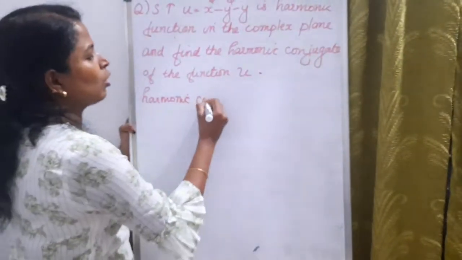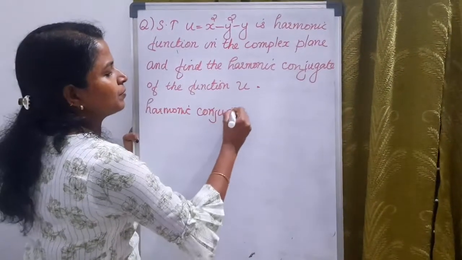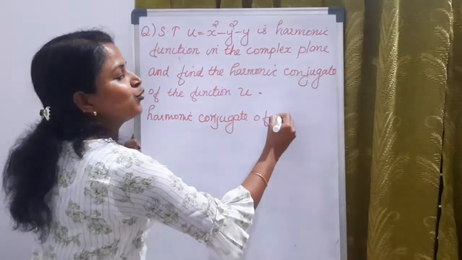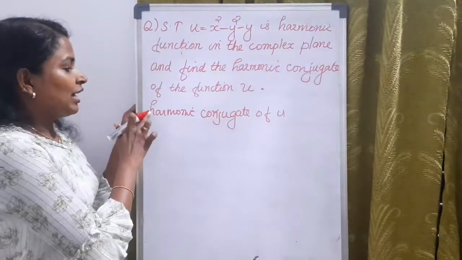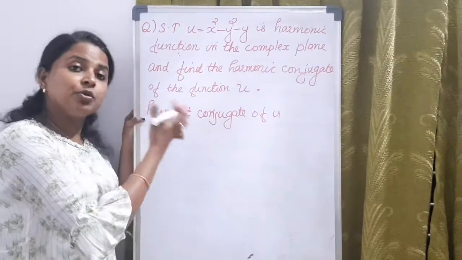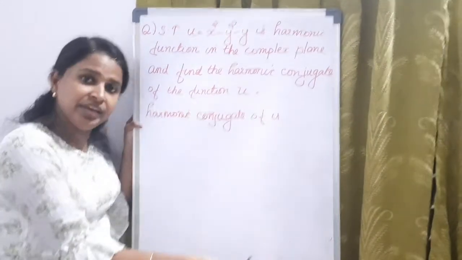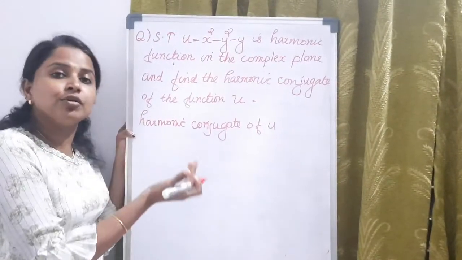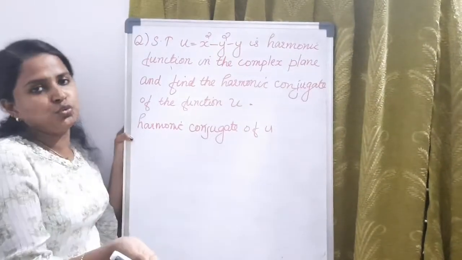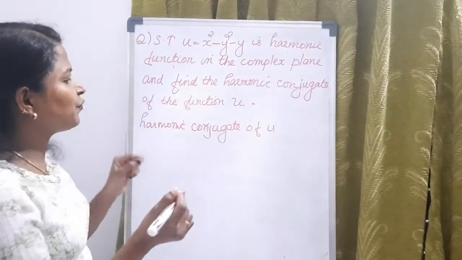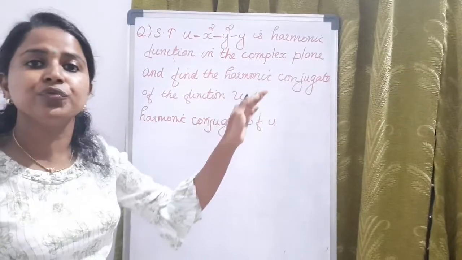Harmonic conjugate of u. The harmonic conjugate of u is v and the harmonic conjugate of v is u. So here we find v, the harmonic conjugate of u.